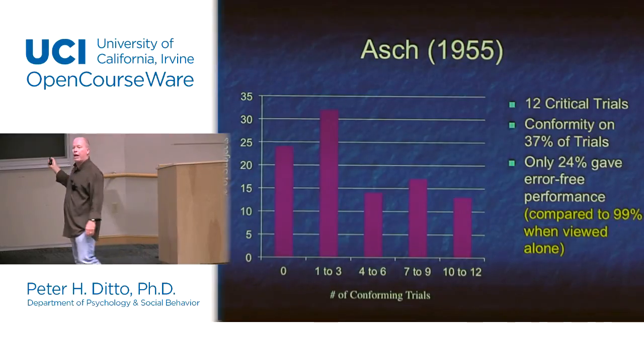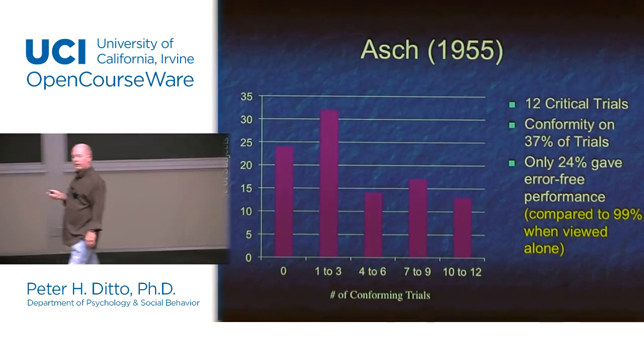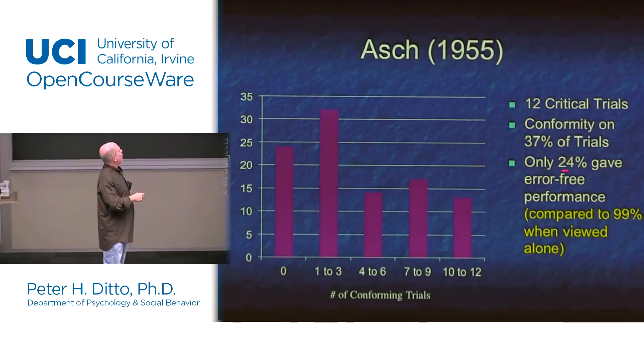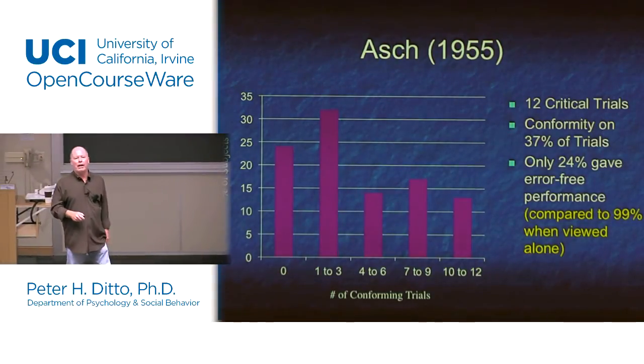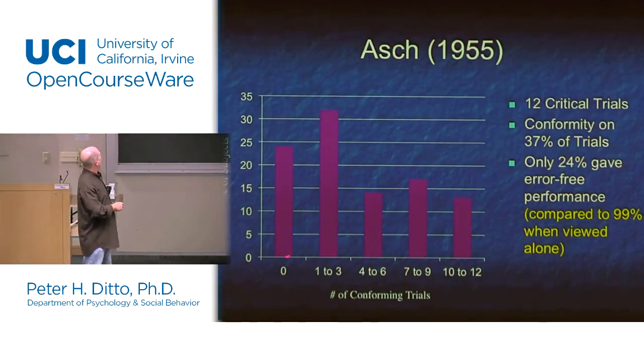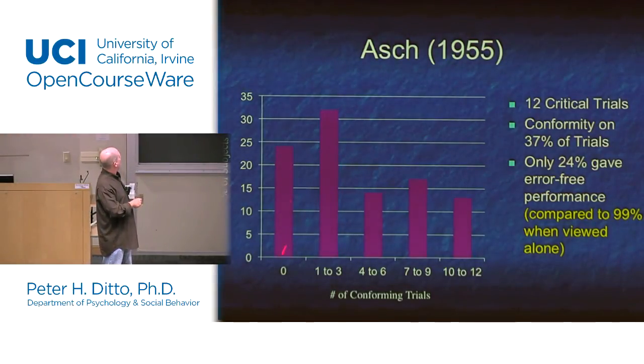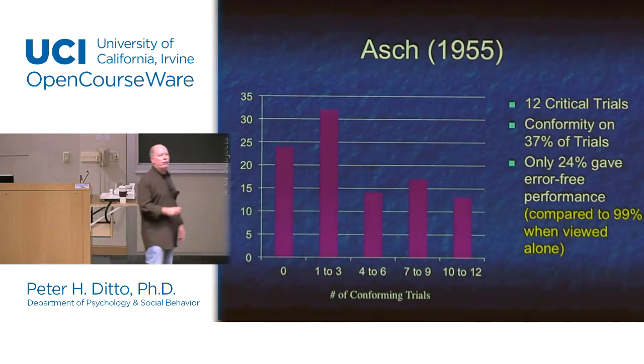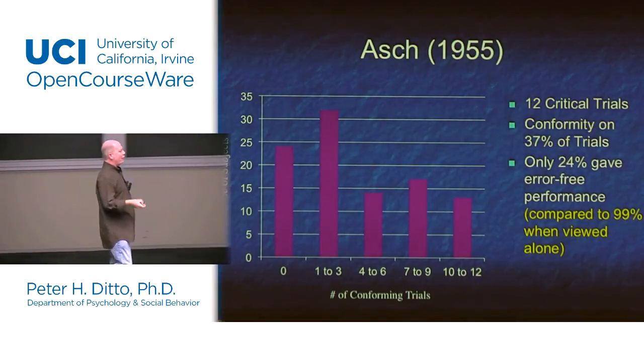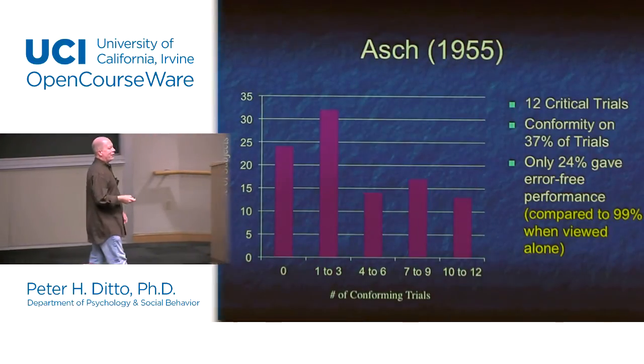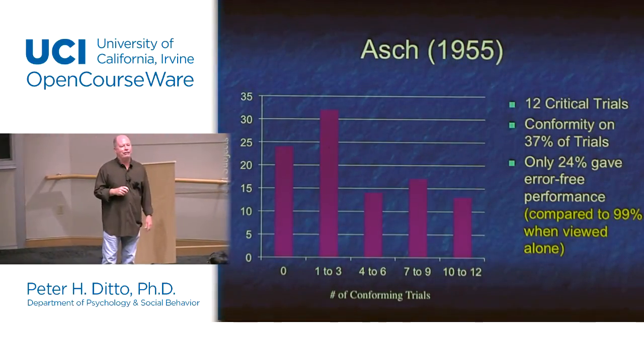I guess it was 99%, right? So 99% of the people get them all right when they're alone, and you can drop that down to only 24% of the people getting them all right. So everybody pretty much bows to the pressure sometimes. There's 24% of the people who never make any mistakes, but fully over 30% of the people conformed on from 1 to 3 trials, almost 50% on 4 to 6, over 50% on 7 to 9, and over 10% of the people conformed every single time. They gave the obviously wrong answer to a very easy question just because everybody else did it.